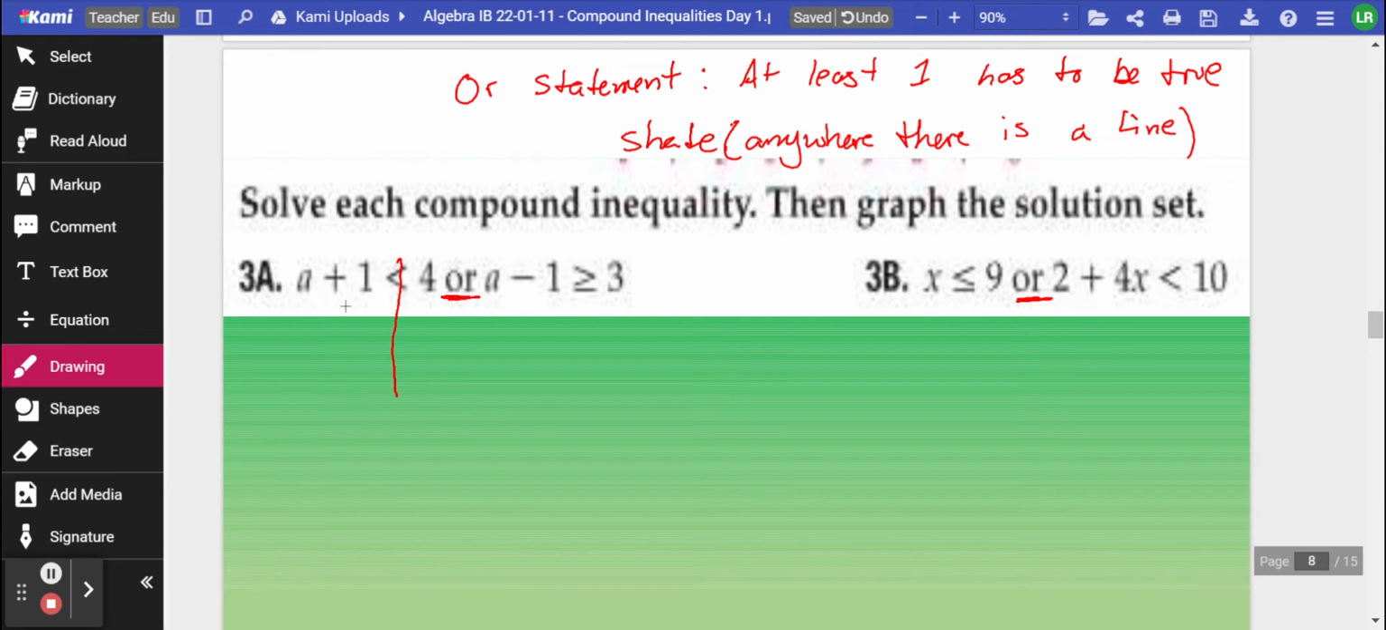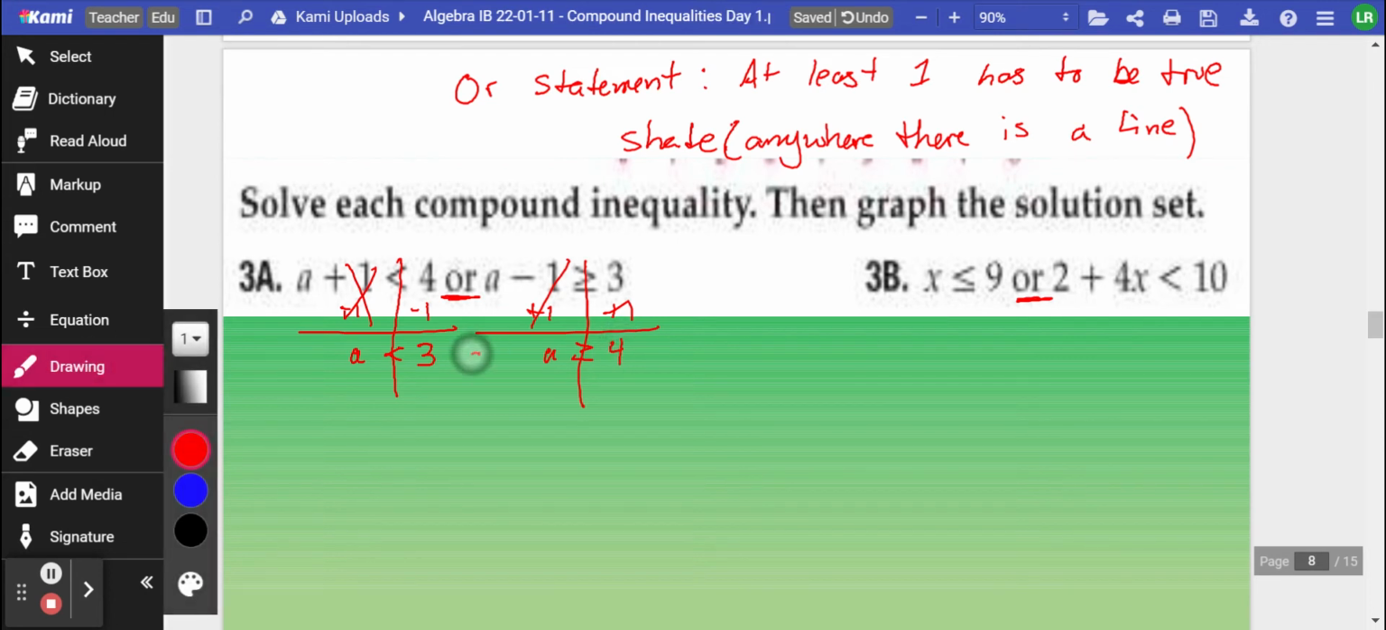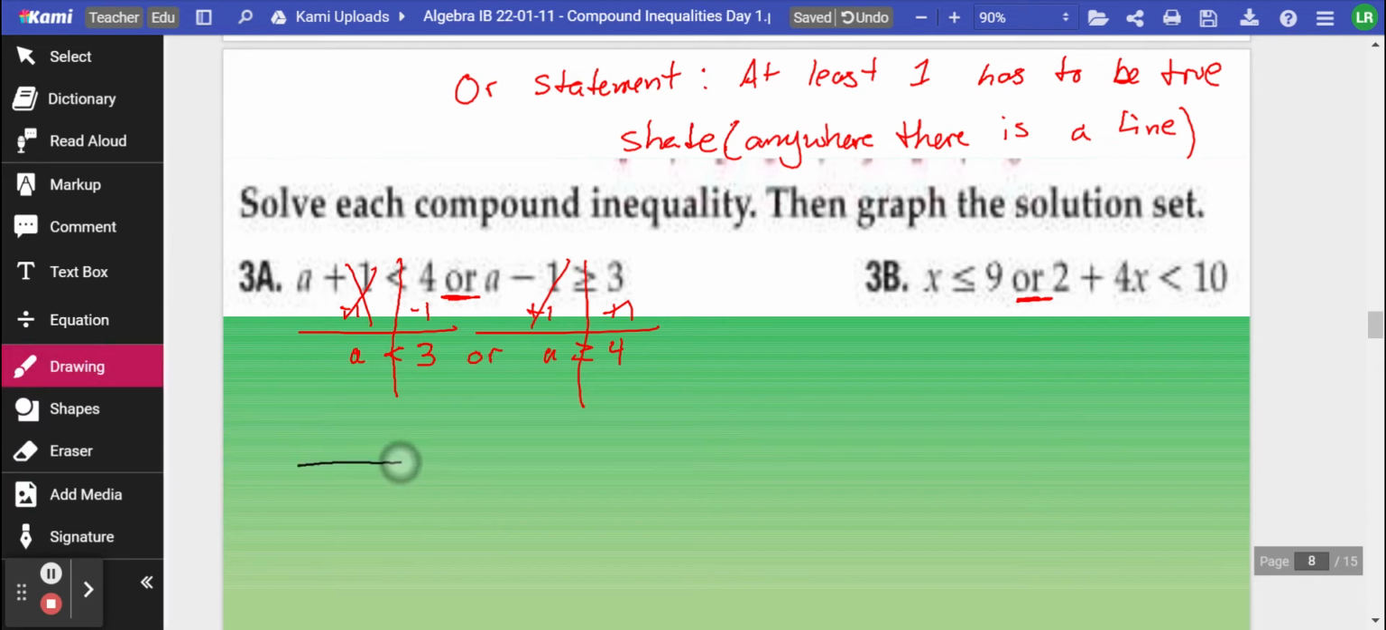So for this first one, here's my first problem. A is on the left, move the 1. So minus 1 on both sides. And I get A is less than 3. My other inequality, A minus 1 is greater than or equal to 3. It's a negative 1, so I'm going to add 1. A is greater than or equal to 4. Okay, so I have them done. Remember, this is an or statement. And now we're going to graph it.